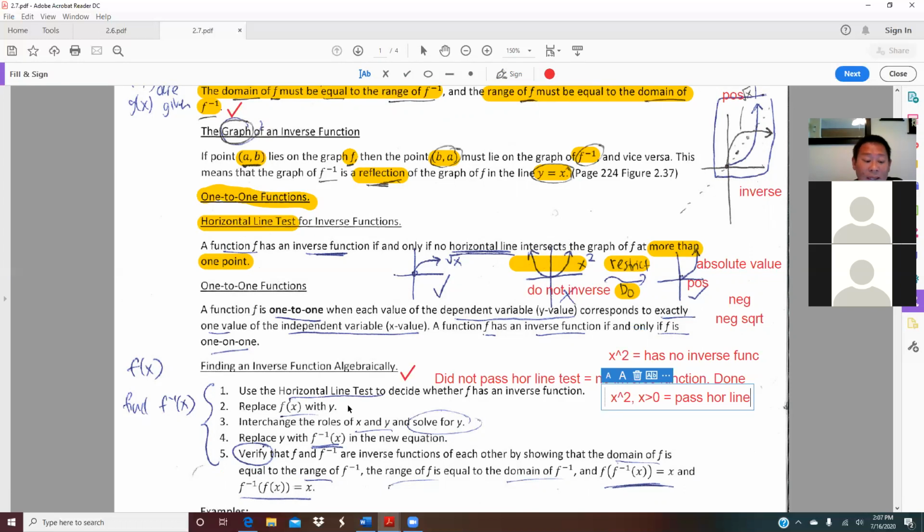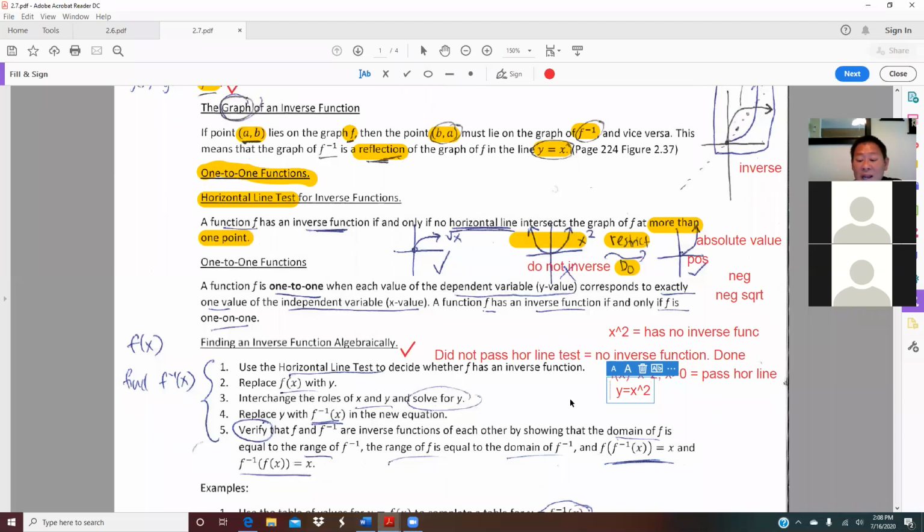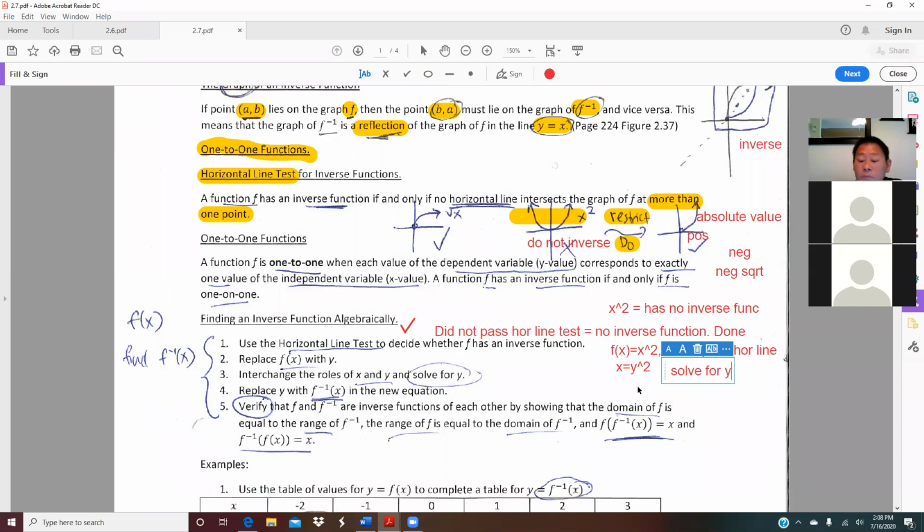And then what you do next, the first step, is replace f of x with y. Usually it is f of x equals that, so you change f of x to y equals x squared. That is the second step. The third step is to interchange x and y: change all the y to x and all the x to y, and solve for y. So when you solve for y, you have to take the square root.